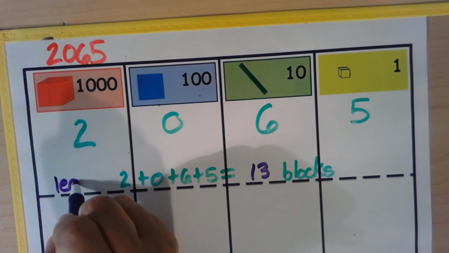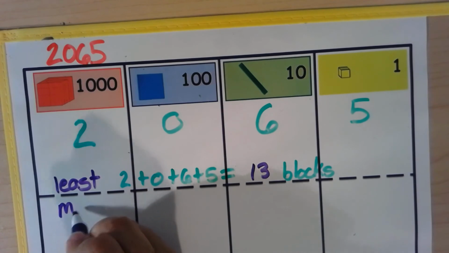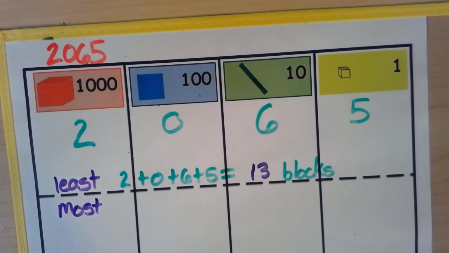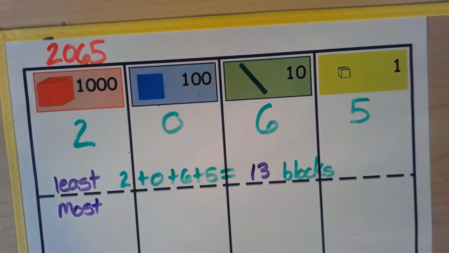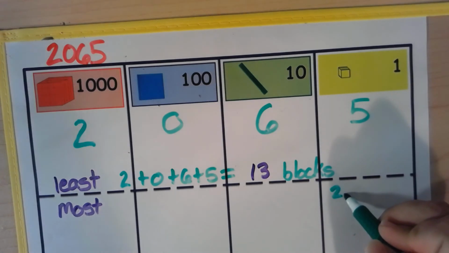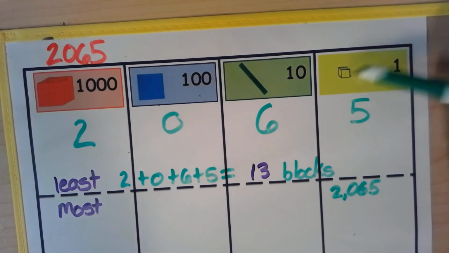Okay, what if I wanted to use the most blocks? So this is the least amount of blocks. What if I wanted to use the most blocks? Do you have a guess? What if I wanted to use the most blocks to make 2065? Are you thinking about it? You could have 2065 little tiny cubes. Wow, that's a lot of cubes.